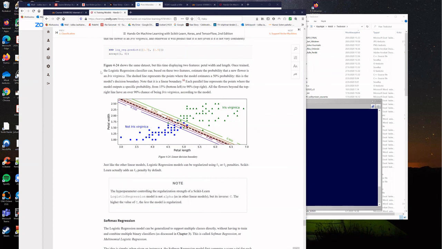So once trained, this logistic regression classifier can, based on these two features, estimate the probability that the new flower is iris virginica, and the dashed black line here gives the boundary of 50% probability, which is this model's decision boundary. And these other parallel lines represent the points where the model outputs a specific probability. Here it is 15%, and here it's 90% probability that the flower is iris virginica.